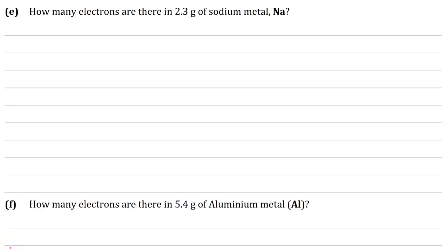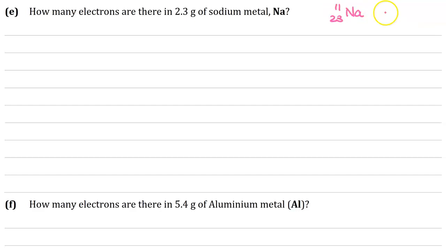Okay, so how many electrons are there in 2.3 grams of sodium metal? The first thing is that the mass is given in grams, so we have to convert that to moles. And then once we have the number of moles, we have to figure out the number of electrons. So the first thing you'll realize is sodium is 11/23 Na.